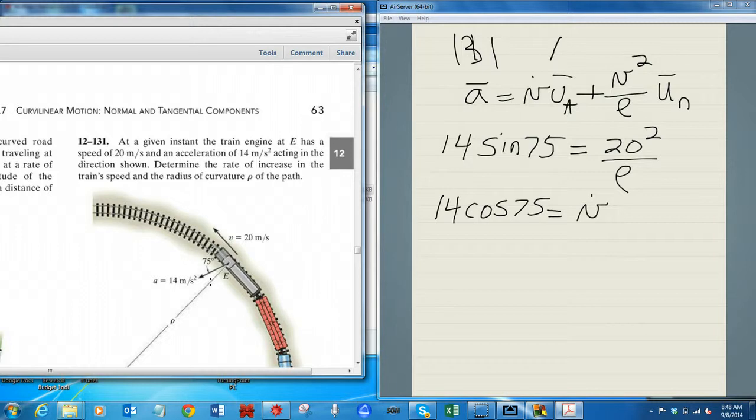The normal is right here. Yes, 14 sine 75 is the normal acceleration. 14 is the acceleration. Okay, this is the tangent acceleration. Okay, that's the normal acceleration, because it's that much in that direction.